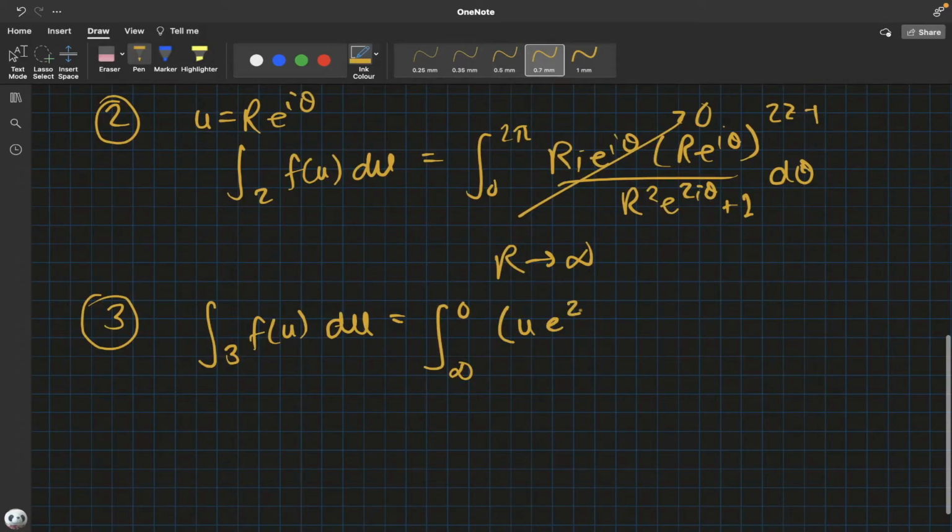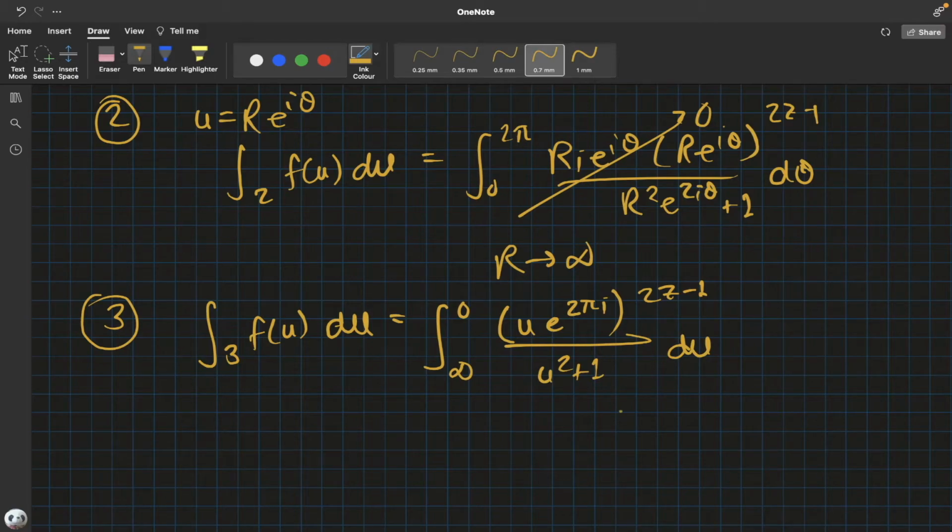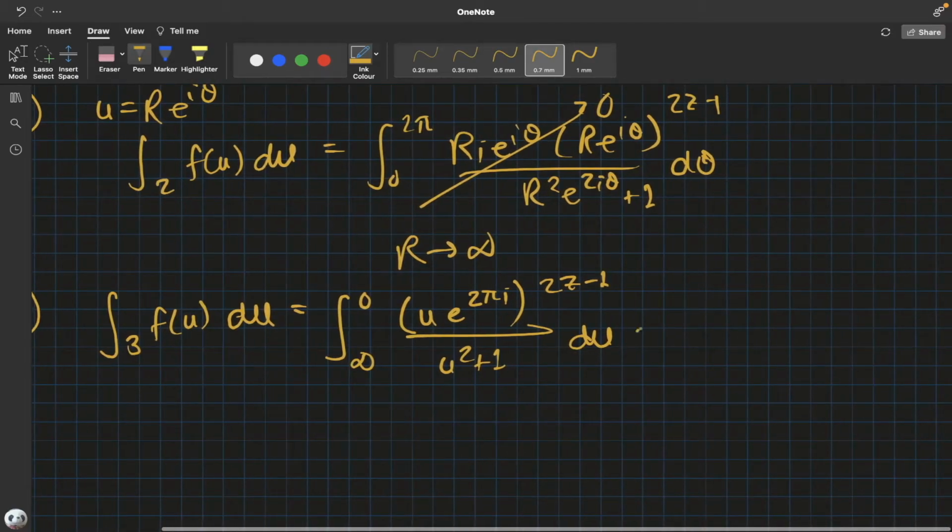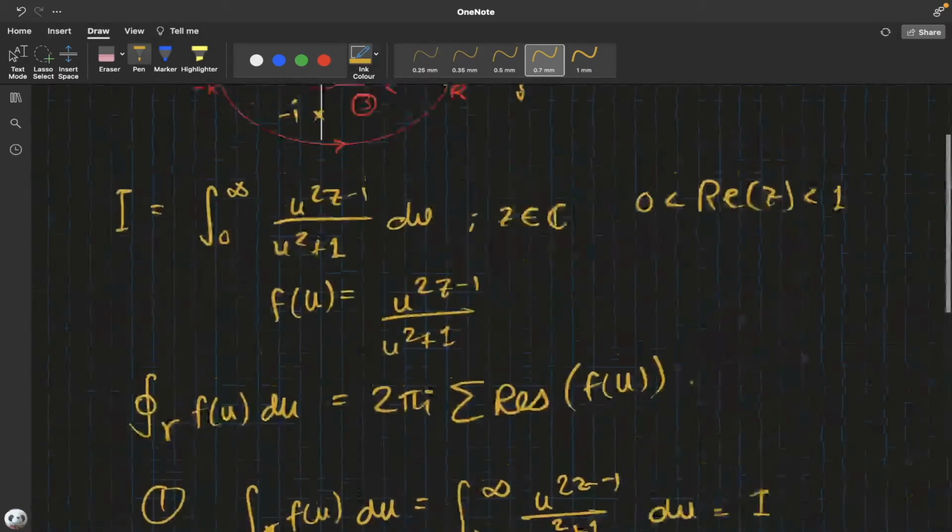So u times e to the 2 pi i, to the 2z minus 1. If this were a square root, this would be a 1/2 factor, and this would be e to the pi i, which would be minus, but this is not, this is a variable. We don't know what z is. We can separate the phase out and we get a minus e to the 2 pi i to the 2z minus 1 times I. So combining, but we're not done yet.